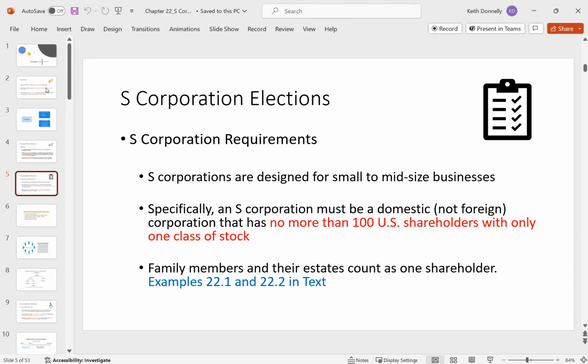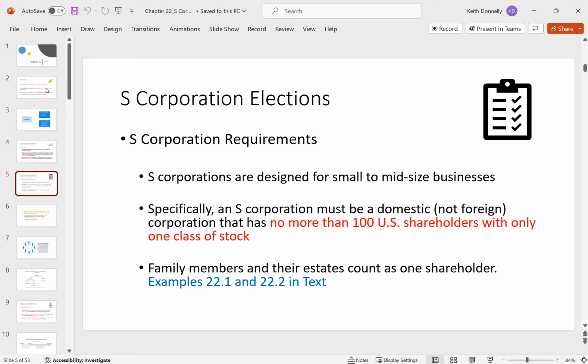Okay, so say you want to file as an S Corp. Well, what are the requirements? The idea here is not everybody can be an S Corp. Ideally, they're designed for small to mid-sized businesses. And depending on the firm you go to, you're more likely to see S Corps at a regional firm or a small firm.